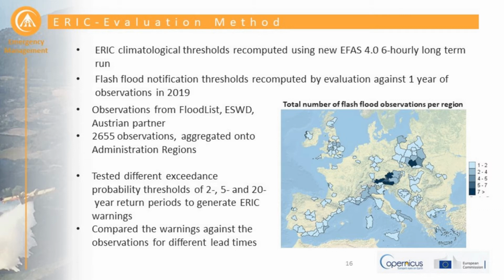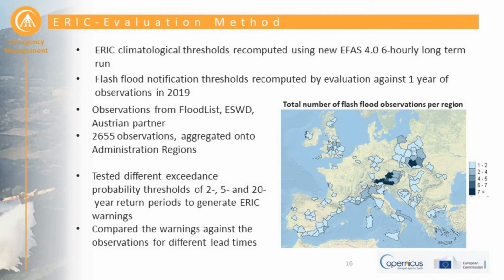And then we're comparing these against observations, which we've sourced from a combination of sources such as FloodList, the European Severe Weather Database, as well as the Austrian EFAS partner. We also got observations from the UK Flood Forecast Centre, but at the moment they needed a bit more cleaning to differentiate between flash floods and non-flash floods. So we ended up with a total of 2,655 observations, but these are at a point scale.